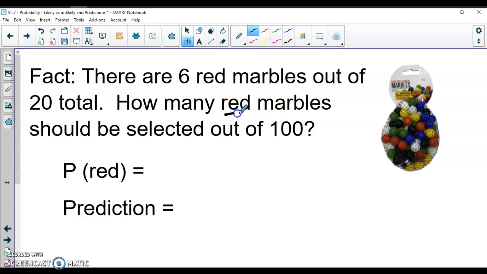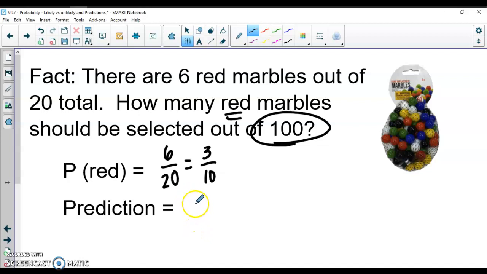So since we're focusing in on the red marbles, we are going to figure out what's the probability that we actually pick a red marble from the container to start. So we're going to say our probability is 6 out of 20. And you know that I do require you to reduce these, and if we do that, we get 3 out of 10. In order to make a prediction, you take the probability and then you multiply it by the larger sample size. So our probability was 3/10, and we're going to multiply that by 100. And if I do 3/10 times 100, I end up with 30 red marbles.